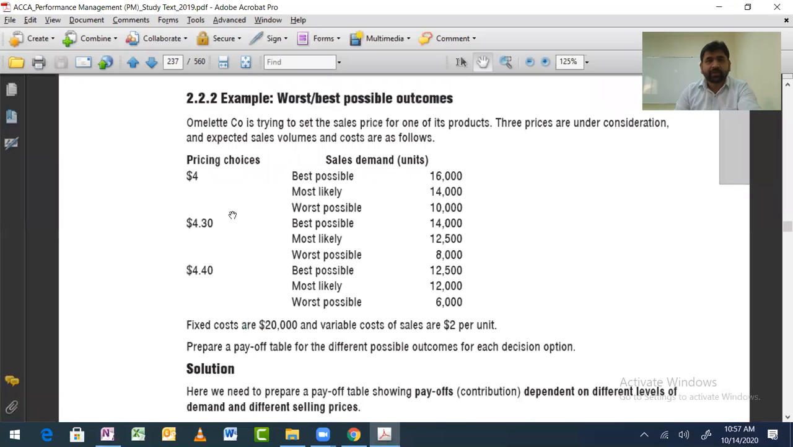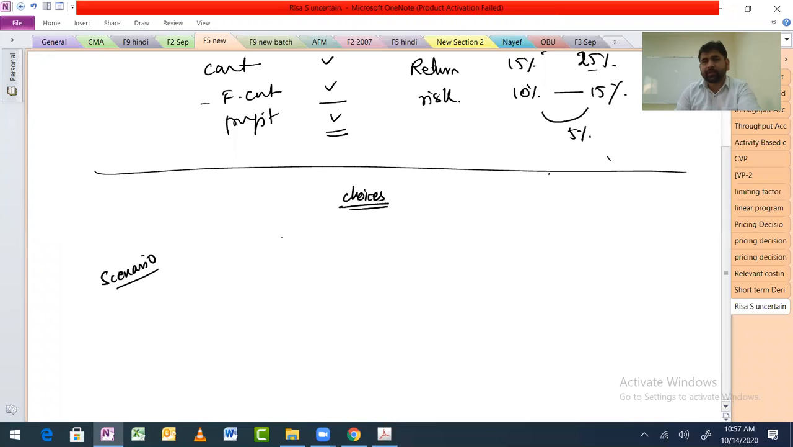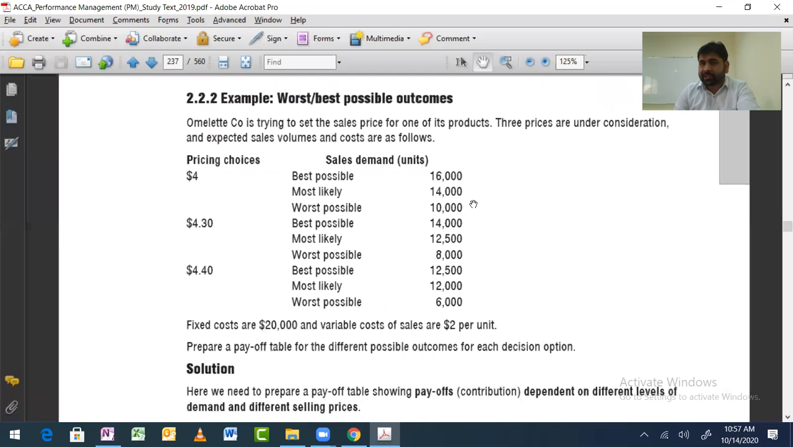Now, an omelette company is trying to set the sale price of one of its products. Three prices are under consideration. So these are your choices: 4, 4.30, and 4.40. Now, what price will you choose out of these three? At the end of the day, you can just say, I don't care about any maths, I will sell at 4.40. You can do that, right? Your business, correct? Yes, sir. So these are your choices.